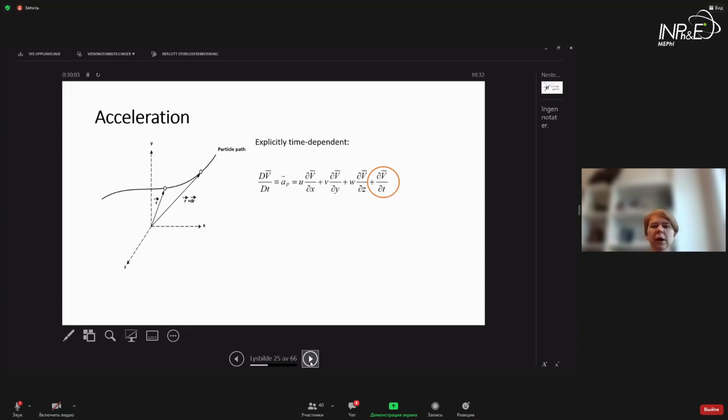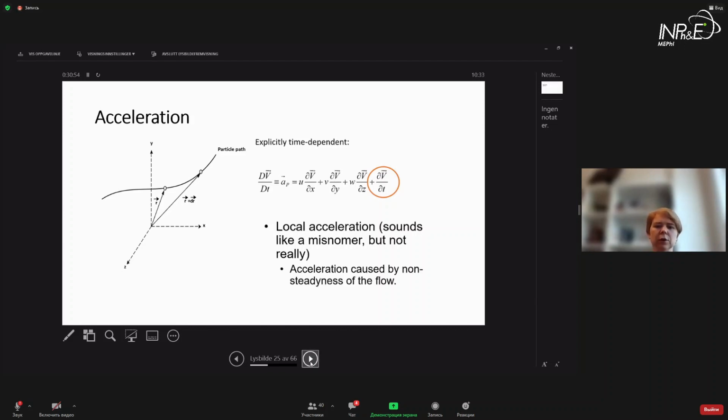And the last term also has a name, of course, and it is called local acceleration. At first, it sounds like a really bad name, rather a misnomer, because how can we call it local? It's time dependent, so it has something to do with time. But if you think about it for a few seconds, it actually is a good name, because local corresponds to a particle being in a constant place, and time passing and making acceleration because of the passage of time. The particle is in one location and experiencing acceleration because of the changing and unsteady flow. So this is local, and caused by non-steadiness of the flow.